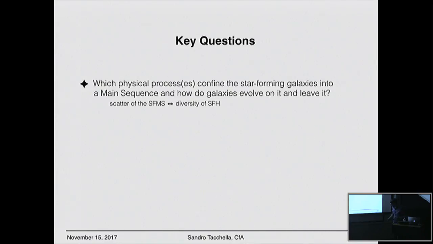So one thing is that when we have, for example, the star forming main sequence, the relation between the star formation rate and the stellar mass, it is interesting to understand what the physical processes really are that confine these galaxies to such a narrow main sequence, because it also tells us a lot about how galaxies may evolve along such a sequence.